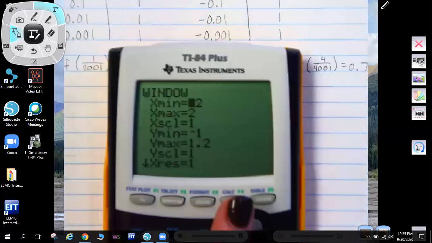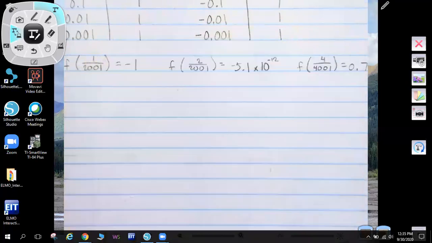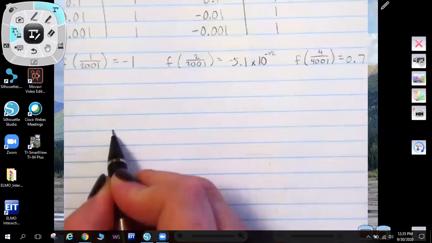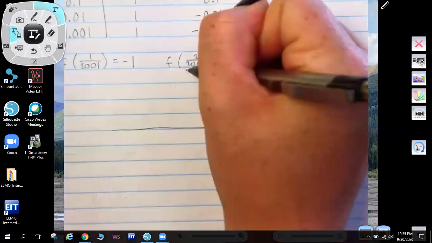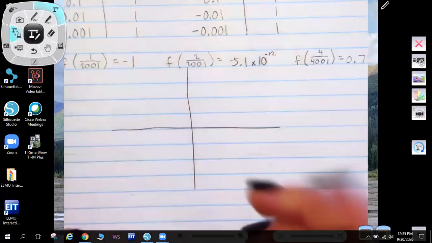You probably put in some wrong numbers on your window. Oh, it did? Okay, well, here's just a fun little graph of what's happening. Whoops, my y-axis is not very straight, but that's okay.